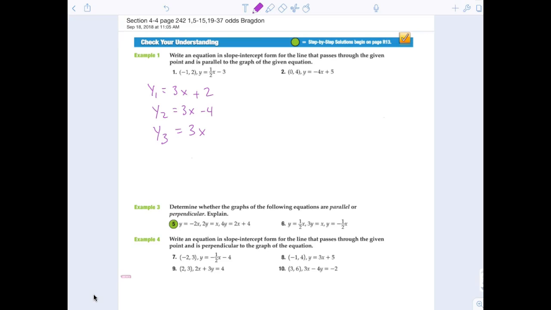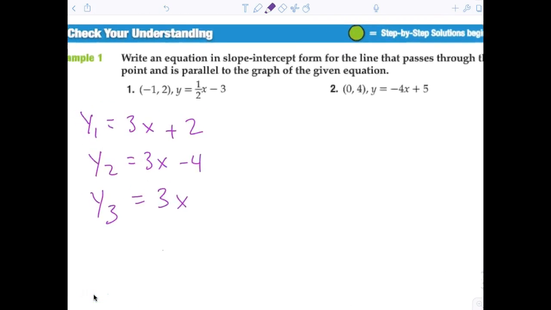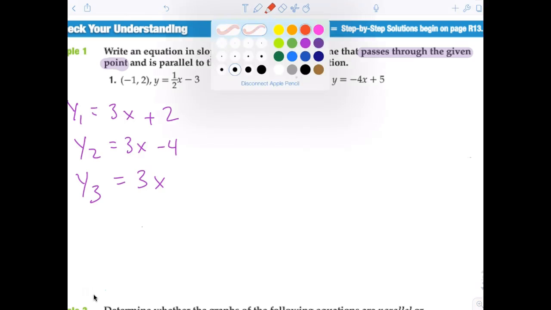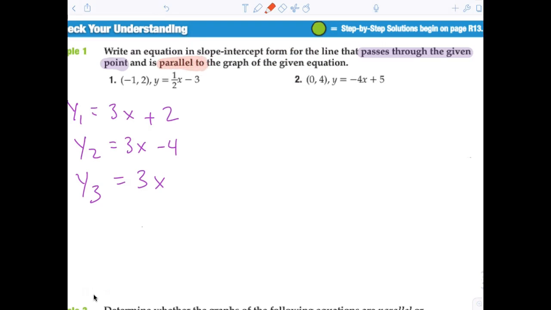Now, here is where you need to take a few little notes. Possibly. Now, what I want to do is we're going to write an equation of a line that passes through the given point, and is parallel. And then I'm going to show you exactly how to do this on a calculator also. And is parallel to the given equation.